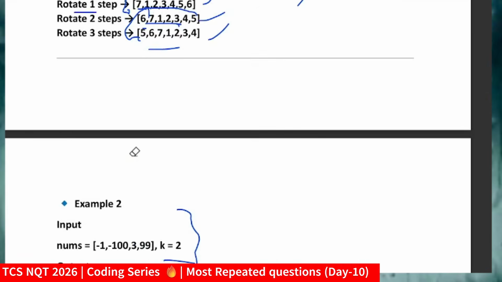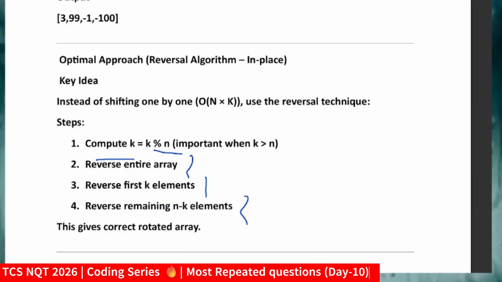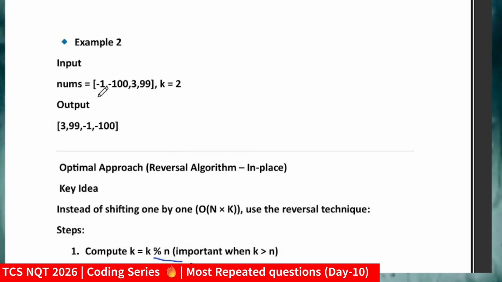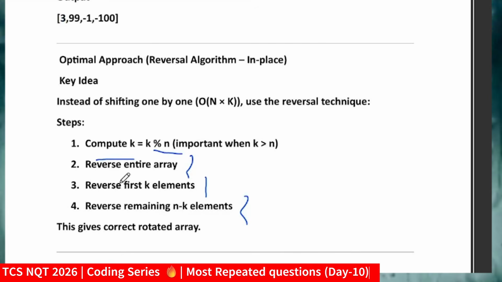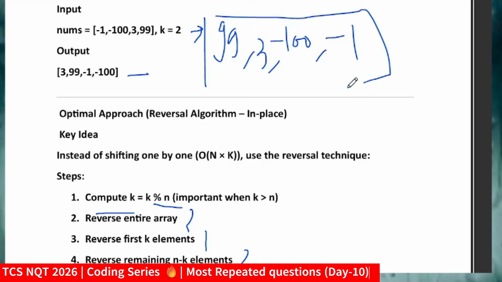Let me rub this out. Yeah, this is the supposed array. First, I will compute k, so k equal to k mod n, where n is the number of elements, here 2 mod 4. Then I will reverse the entire array. If you reverse this entire array, you will get the values 99, 3, minus 100, and minus 1. So after reversing the entire array, you get these values.